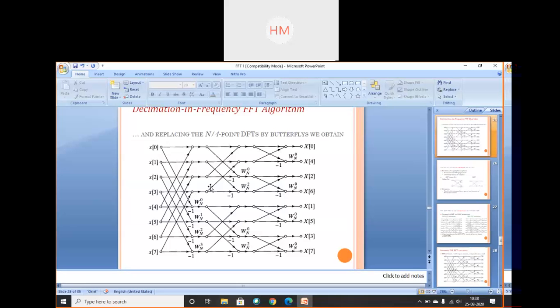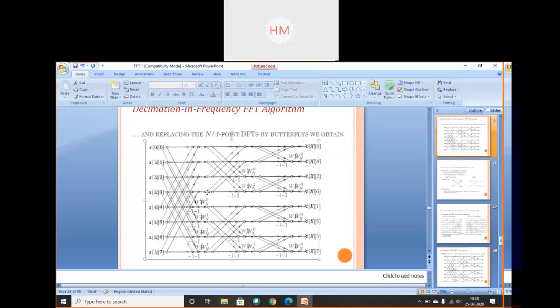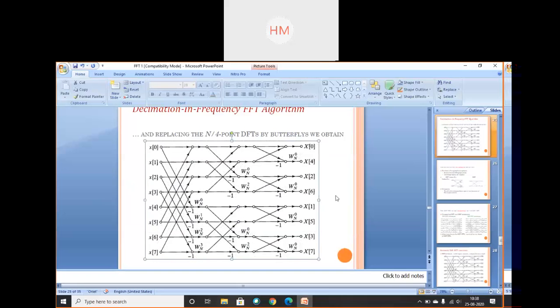To derive the decimation in frequency FFT algorithm for capital N, a power of 2, the input sequence x of n is divided into first half and last half of the points as discussed. We discussed that we have divided, then we have subdivided into evens and odds, and then finally we replaced all the N by 2 point DFTs by butterfly diagram, and finally we generated an overall butterfly diagram for DIF FFT algorithm. Now you have to simplify one example.